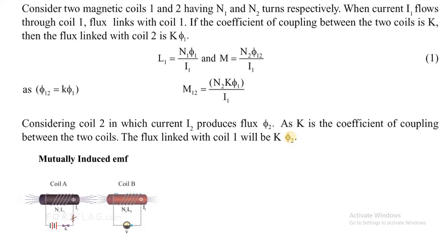Okay. Now tell me, the flux linkages with that coil A, how will you denote them? Yes, how will you denote the flux linkages with coil 1?